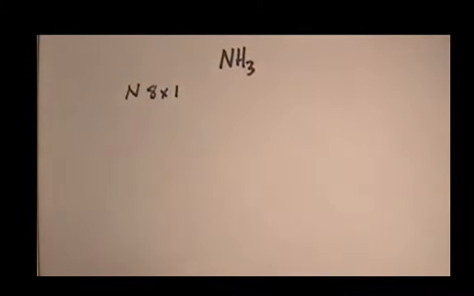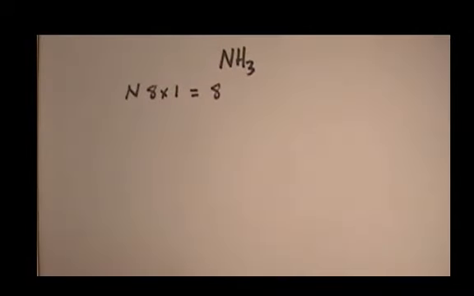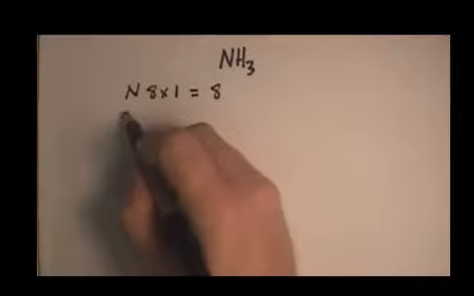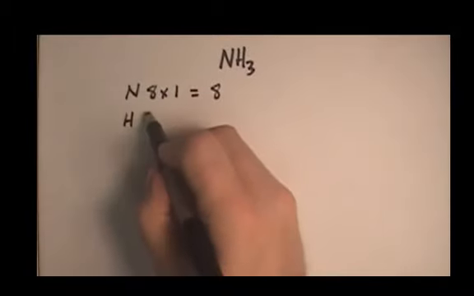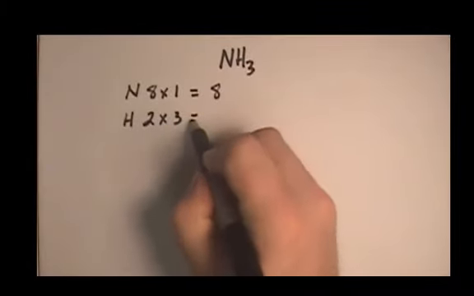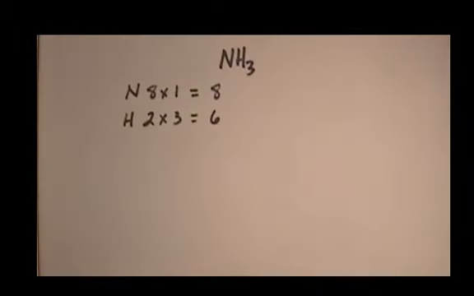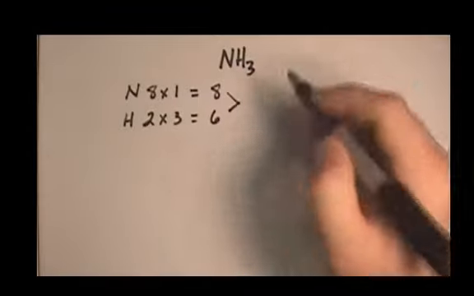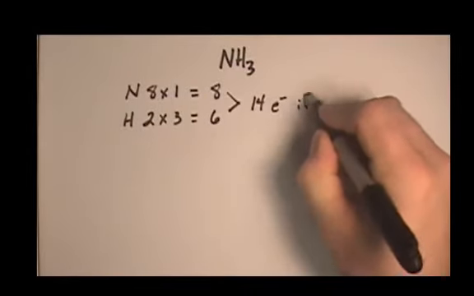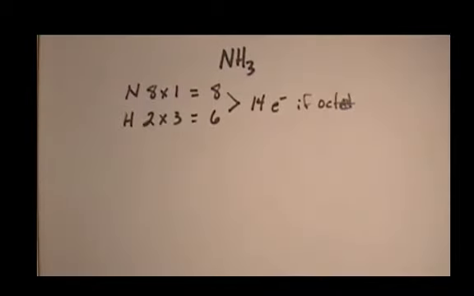There is only one nitrogen, so we have a total of 8 valence electrons if nitrogen were to have an octet. For the hydrogen, if it has an octet, remember it's an exception, so it's only going to have 2, and we have 3 hydrogen atoms in the ammonia molecule. That's going to give us a total of 6 valence electrons if hydrogen were to have an octet. We add these together, and that gives us a total of 14 electrons if we have an octet for all of our atoms.